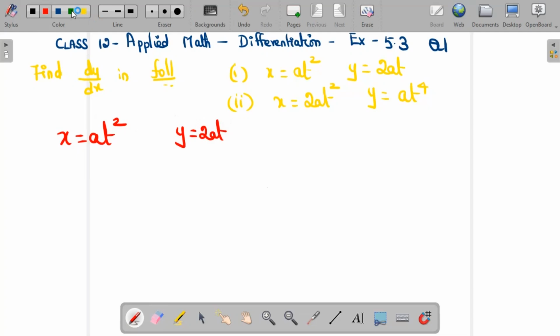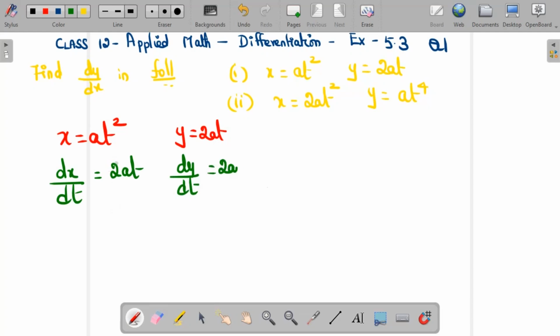So this procedure is called parametric differentiation. First let's compute dx by dt. With respect to t, a is a constant. So let's differentiate: dx by dt will be 2at. Now let's compute dy by dt. dy by dt is equal to 2a.